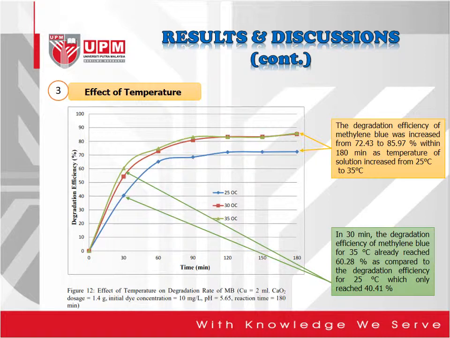In 30 minutes, we can see that the degradation efficiency of methylene blue for 35 degrees Celsius already reached 60.28%, as compared to the degradation efficiency for 25 degrees Celsius, which only reached 40.41%. This is because the degradation rate could be accelerated by increasing temperature, as a higher temperature could supply more energy to overcome the activation energy of the reaction and then increase the reaction rate. However, when the temperature is higher than a certain temperature, the degradation rate does not increase anymore because of the exothermic reaction of molecules.